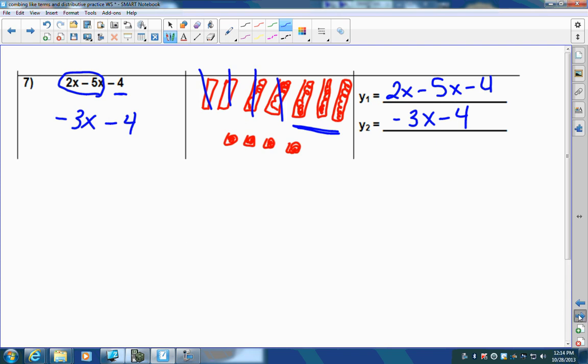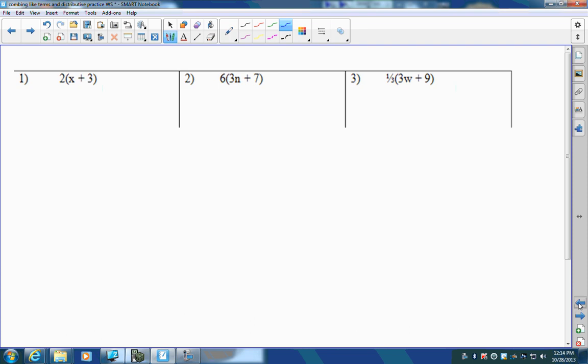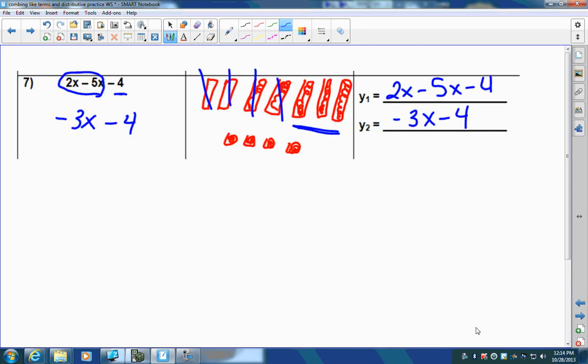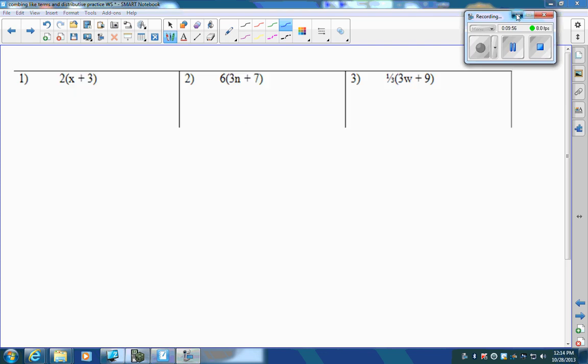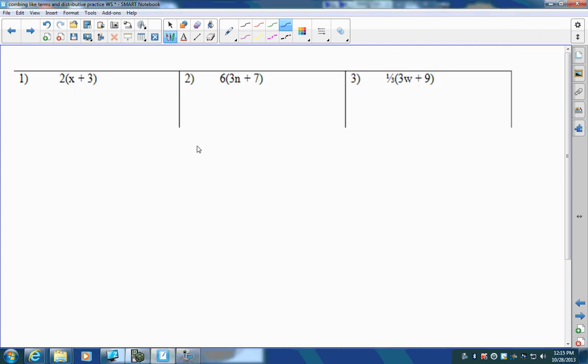Let's go to number 9. Oh, is there not a number 9? Hold on, let me double check the worksheet. Yeah, there is.